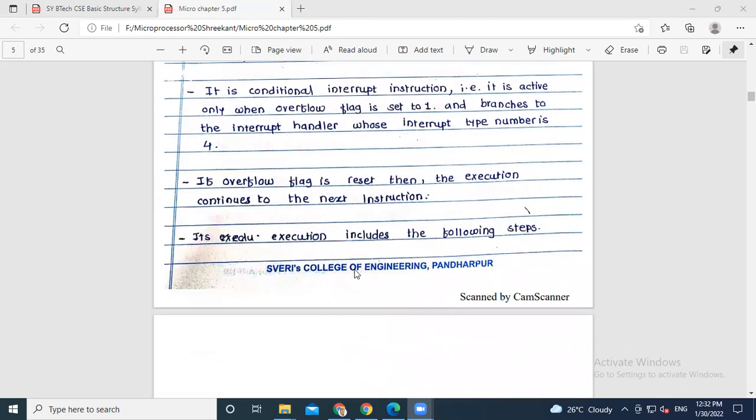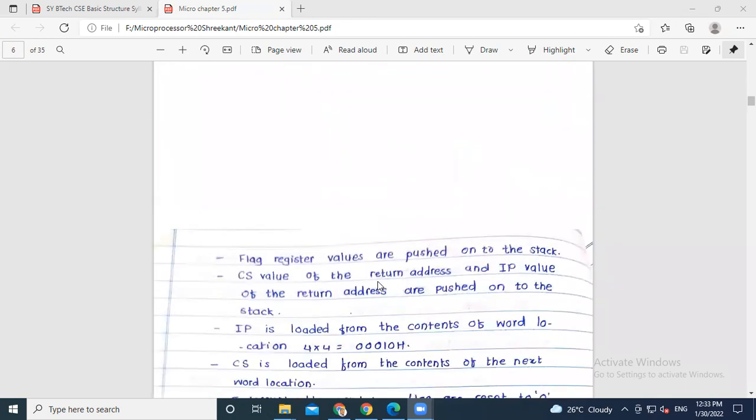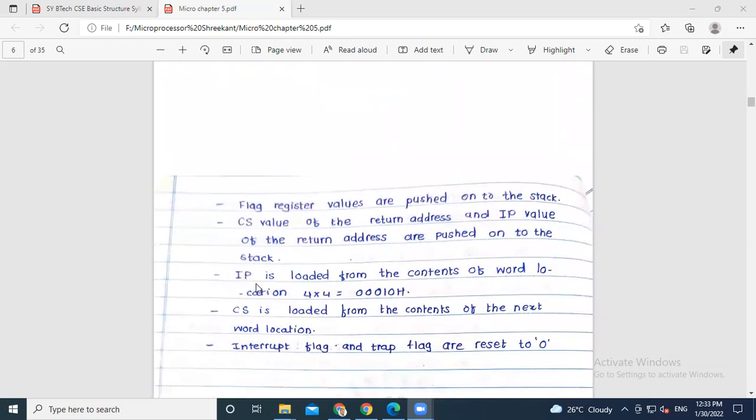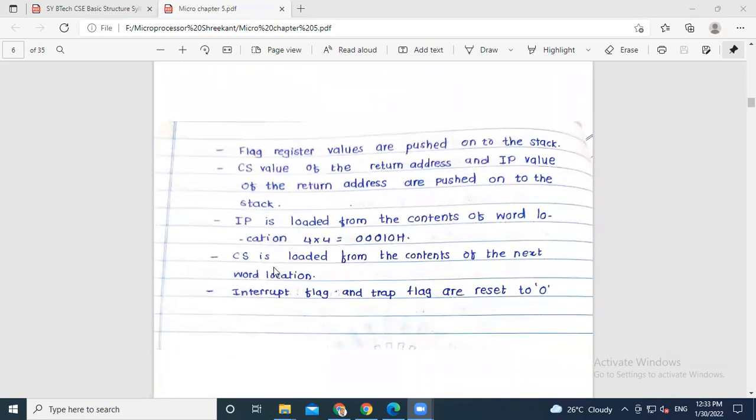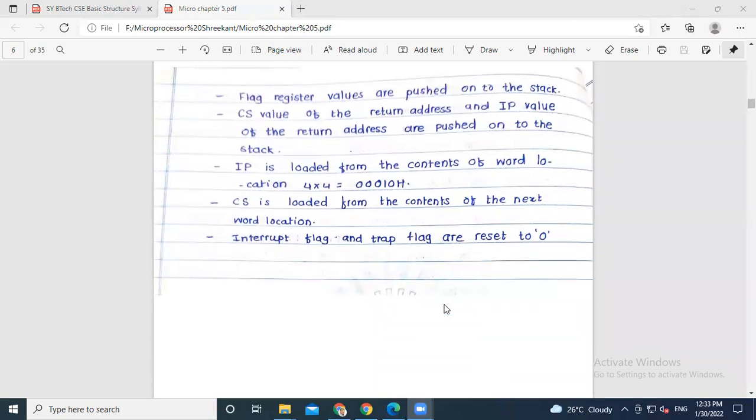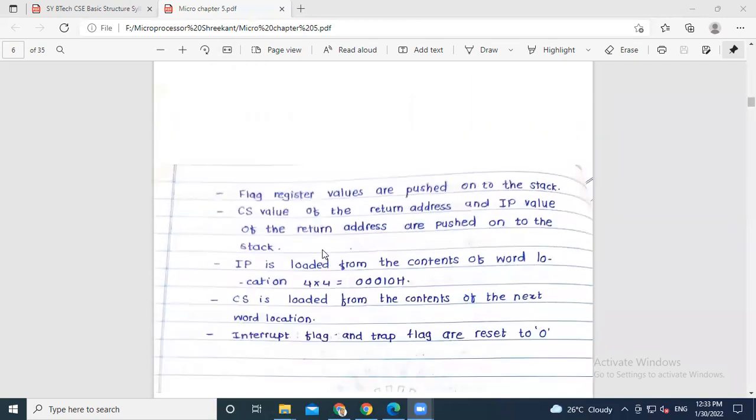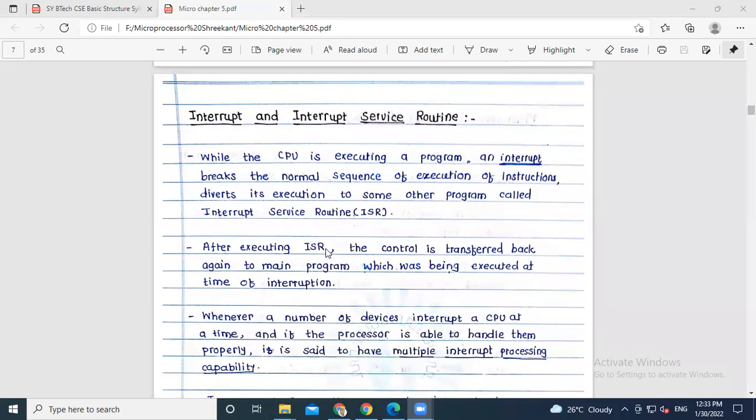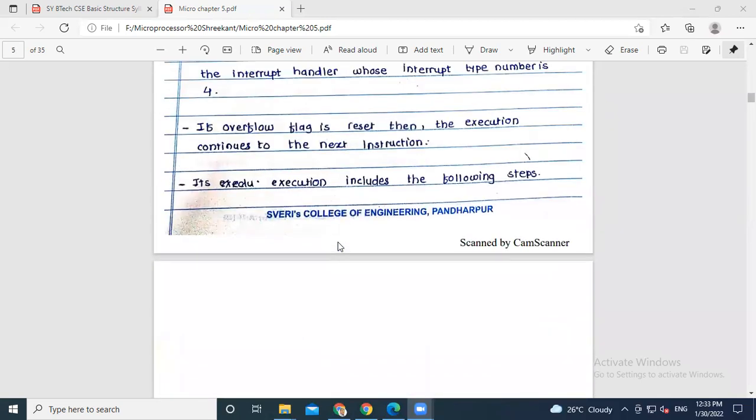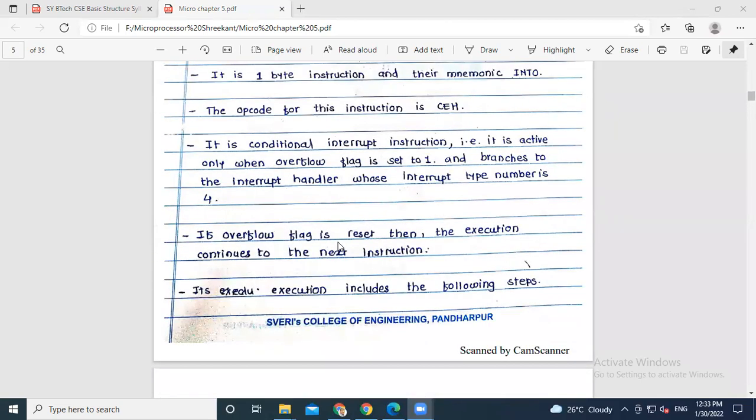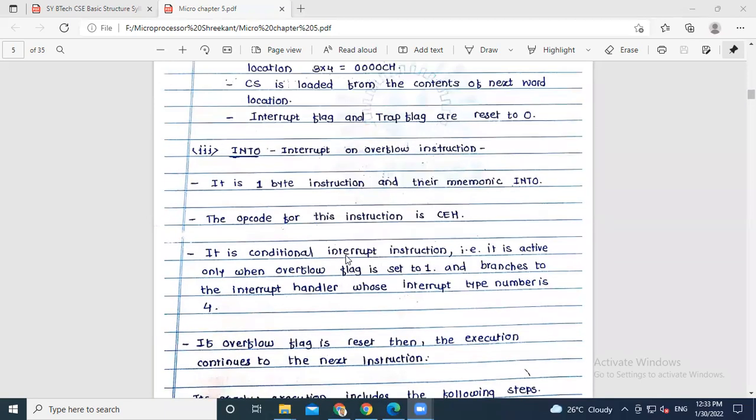So here the execution includes the following steps: the flag register, code segment, instruction pointer, and code segment with the word location are saved, and the interrupt flag and trap flag are reset. All these points are applicable to all the interrupts. So this is just a brief idea, an introduction I have given to you on the interrupts.